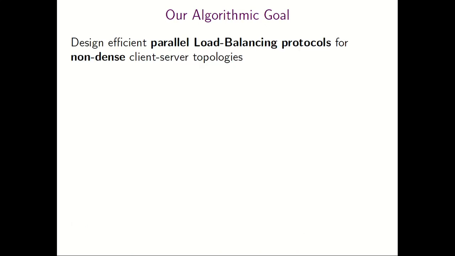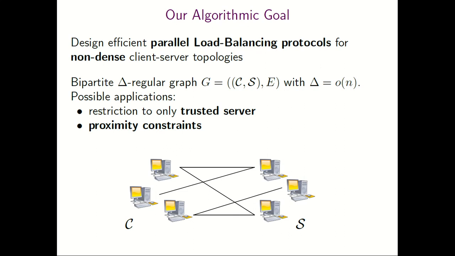So our algorithmic goal is to design an efficient and parallel load balancing protocol for non-dense client-server topologies. So we have a regular graph G with degree delta, where delta is a sublinear function of n. We motivate this setting by some possible applications. For example, a client may decide to send requests only to a subset of trusted servers, or alternatively, clients and servers could be placed over a metric space, so the interactions are restricted by proximity constraints.